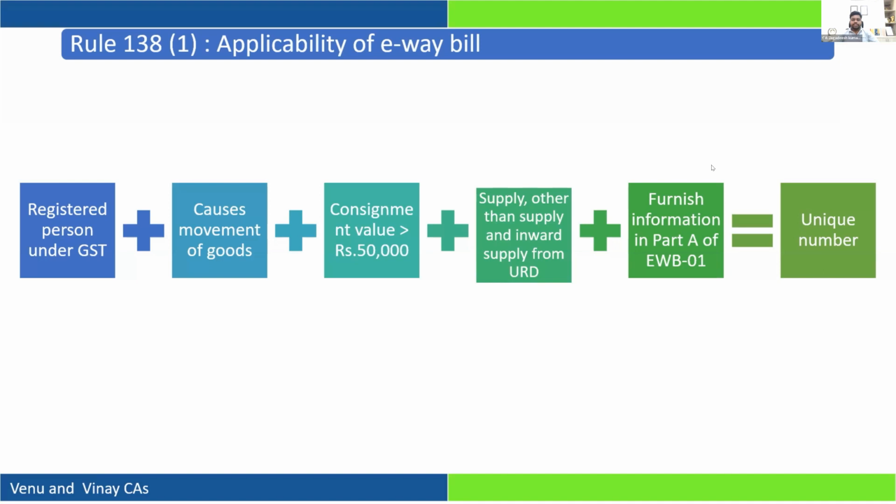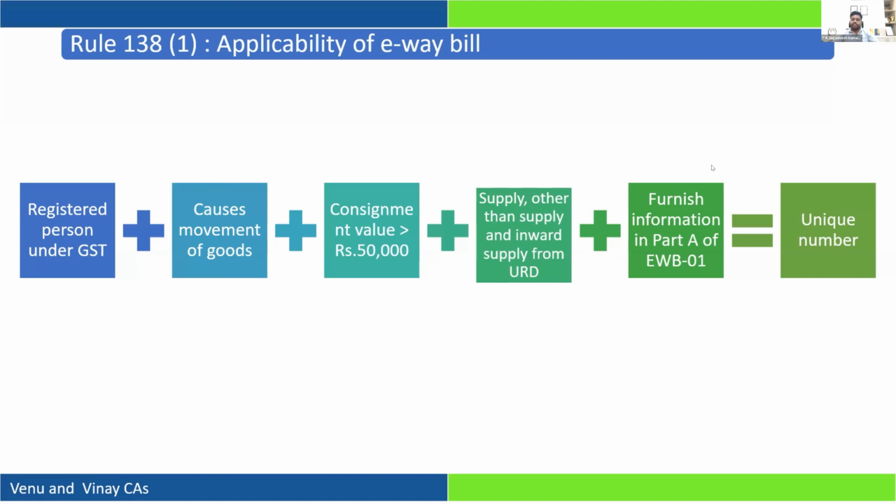I am in the leasing business. I am sending a generator set from Bangalore to Mysore, and the rental value is 35,000, whereas the generator value is 5 lakh. In this case, do I need to raise the e-way bill? Yes. Here we have to see that the e-way bill has to be raised for the movement of the goods, not for the supply of the services.